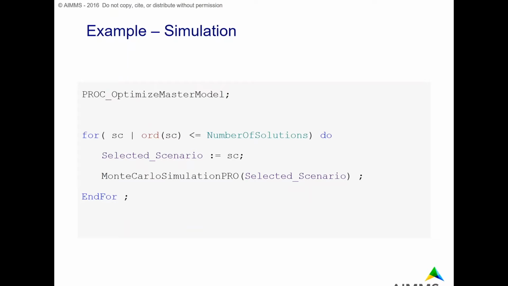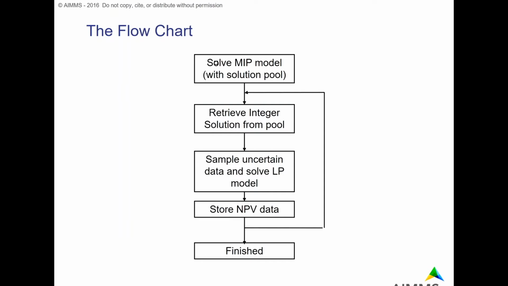That's the procedure we saw in the previous slides. After we get each decision, we're going to run a Monte Carlo simulation for each solution. This Monte Carlo simulation is the same procedure we saw previously. So this is the code we've seen so far, which accomplishes the flowchart we have here.